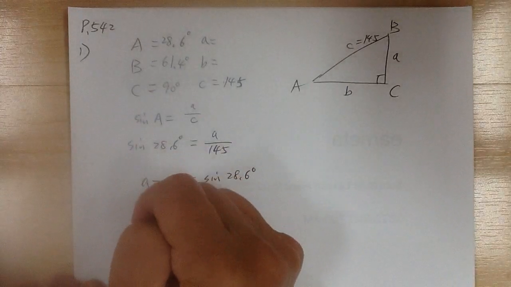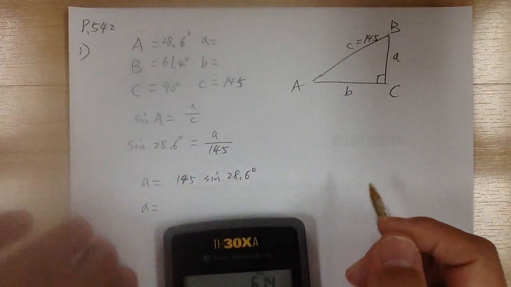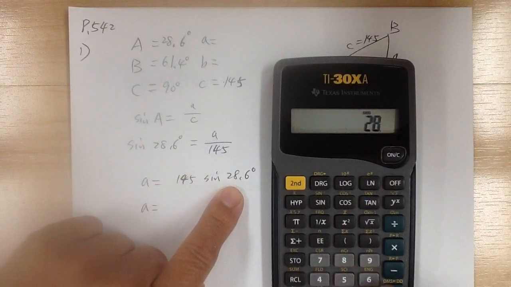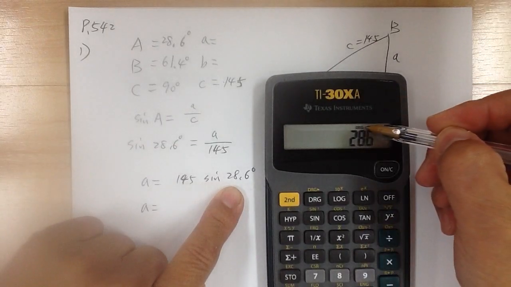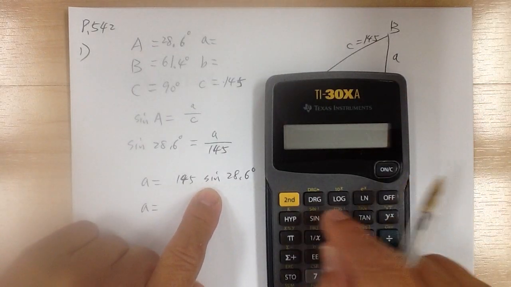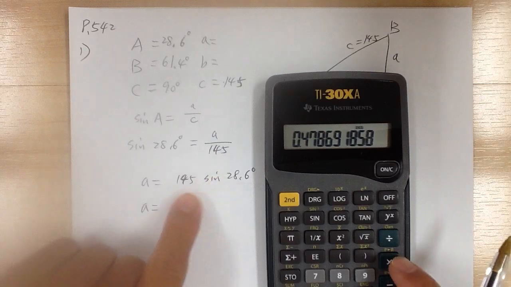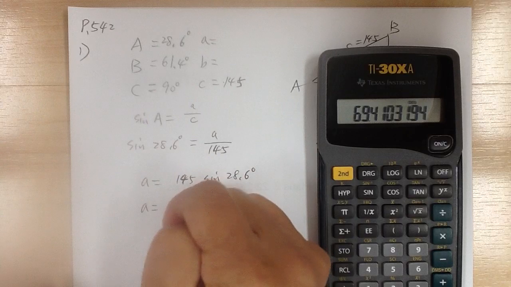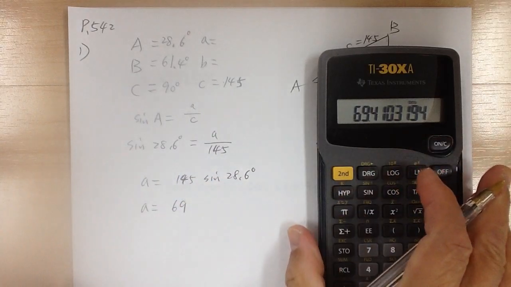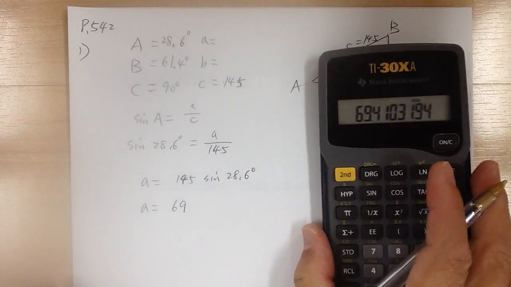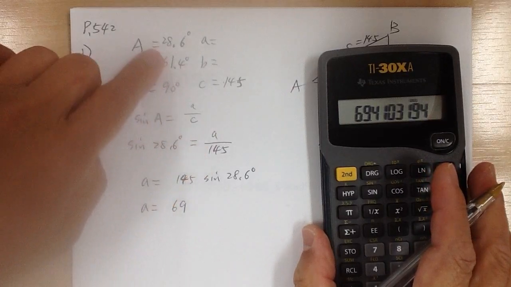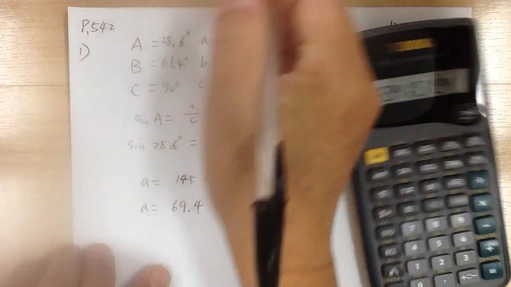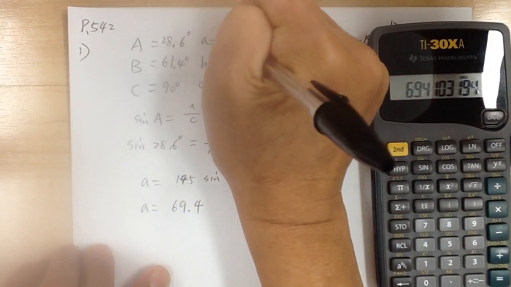Okay, and then you're ready to figure out your answer. And for the calculator, I kind of like to go backward. So that 28.6, make sure this is in degree mode. Okay, and push sine, and so that is this over here. Then you times it by 145, and this will give you 69. And since this is 3 digits, let's go and use 3 significant figures. So let's go 69.4. Okay. So a equal to 69.4.